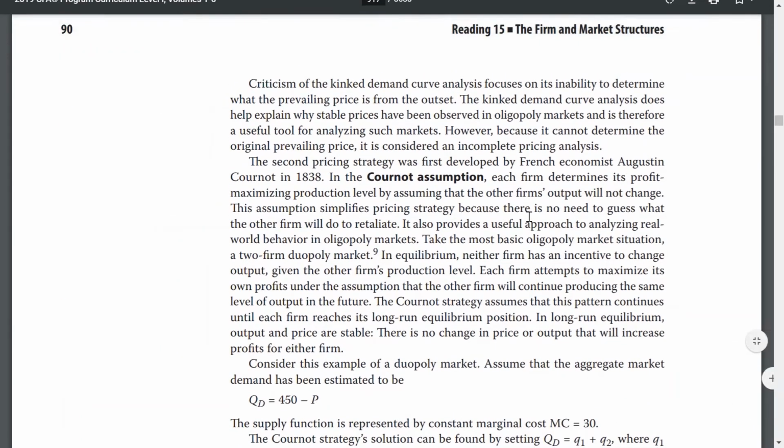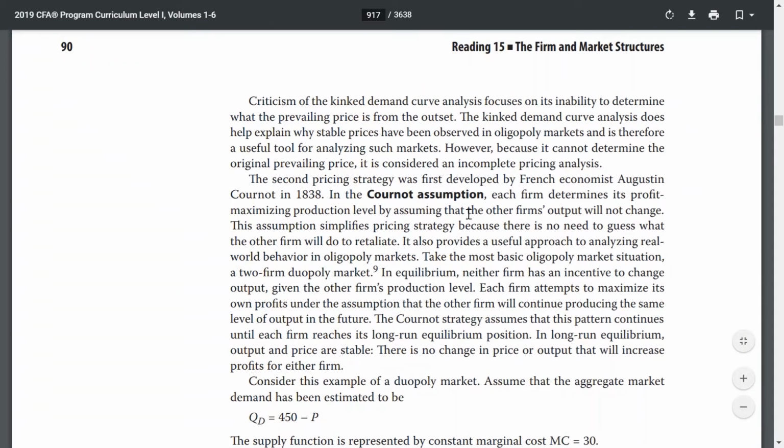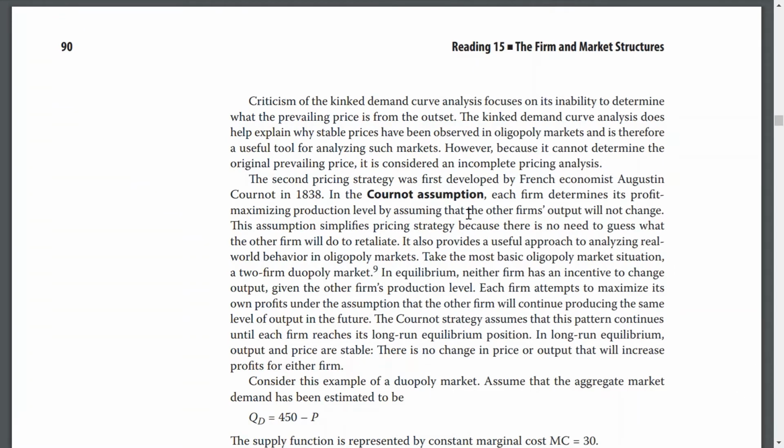Criticisms of the kinked demand curve analysis focus on its inability to determine what the prevailing price is from the outset. The kinked demand curve analysis does help explain why stable prices have been observed in oligopoly markets and is therefore a useful tool for analyzing such markets. However, because it cannot determine the original prevailing price, it is considered an incomplete pricing analysis. The second pricing strategy was first developed by French economist Augustin Cournot in 1838.